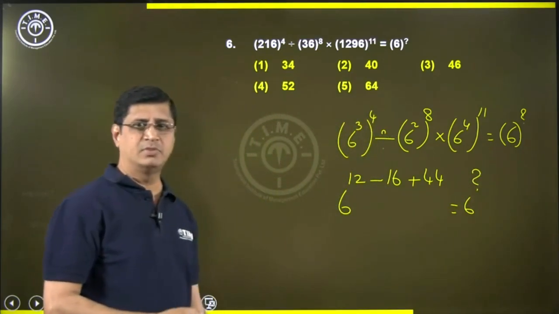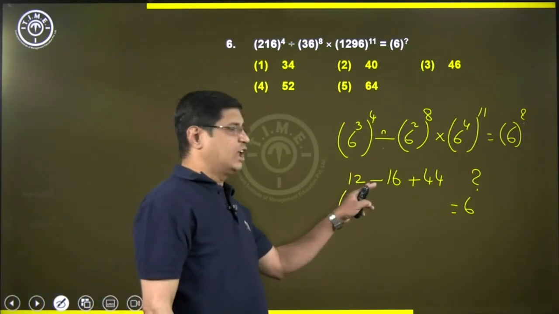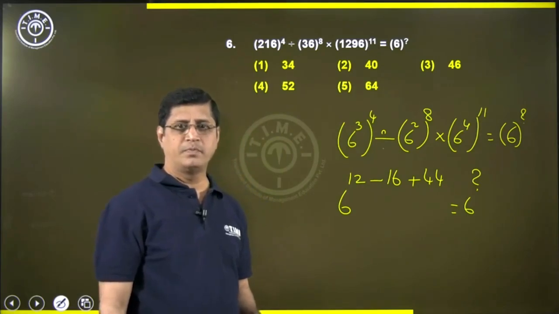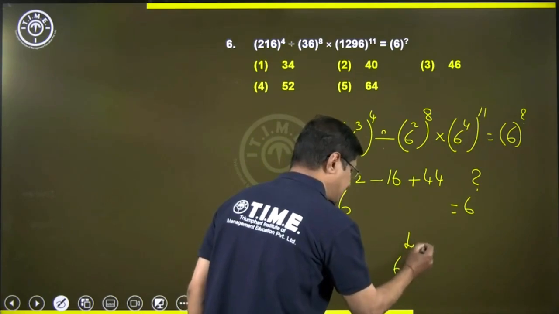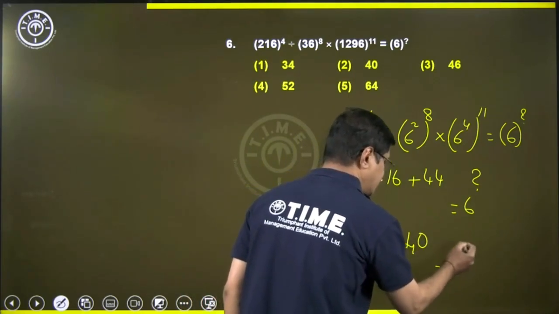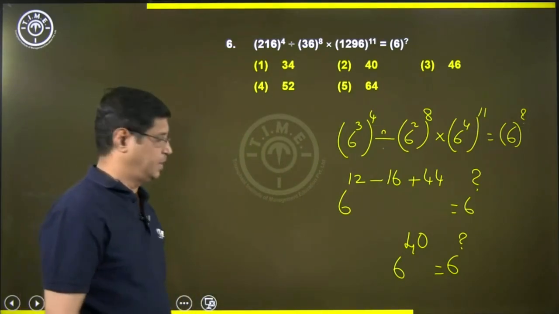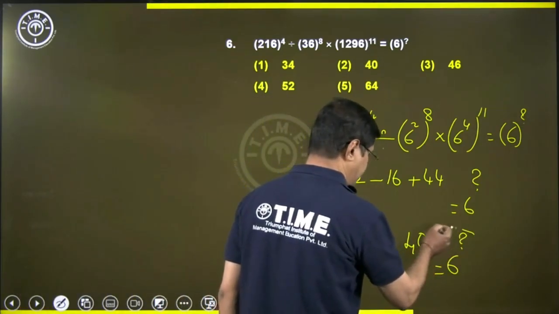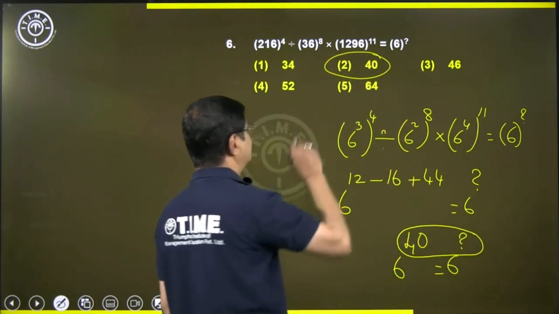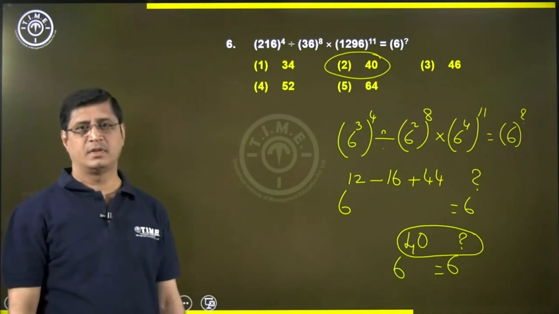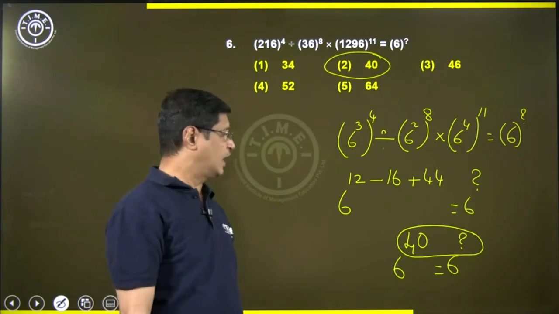Here bases are same, just equate the powers. Now simplify this. 12 minus 16, that is minus 4. 44 minus 4, 40. So 6 power 40 is equal to 6 power question mark. Then what is the value of question mark? Bases are same. Now equate the powers. So what is the result? Question mark is equal to 40. Answer choice 2. Second choice is the answer for this question. 40 is the value of question mark.